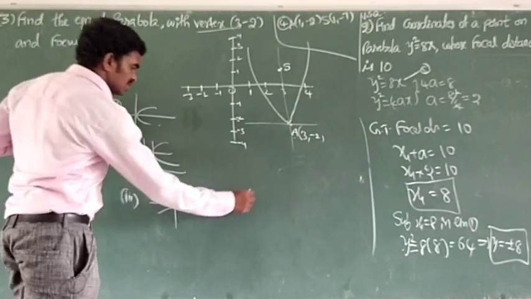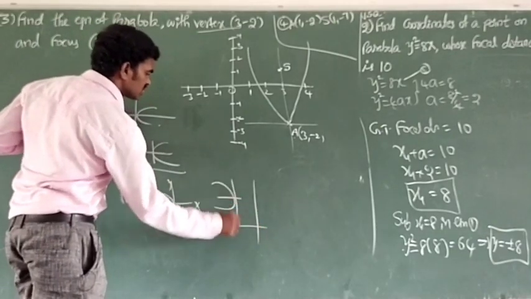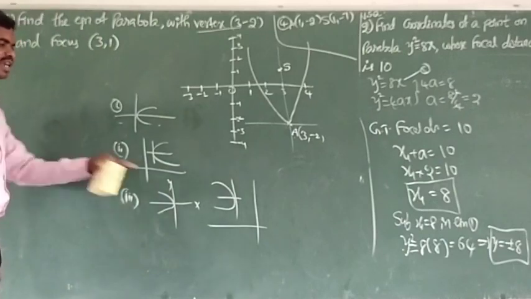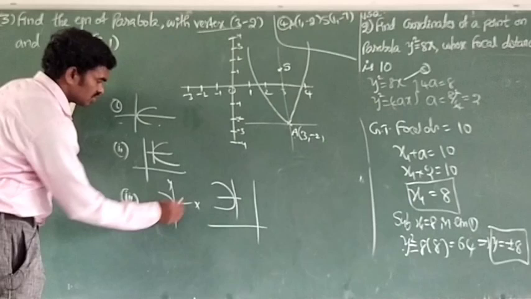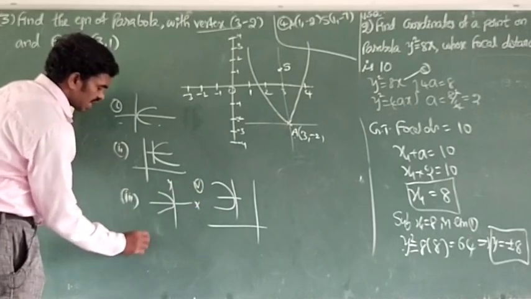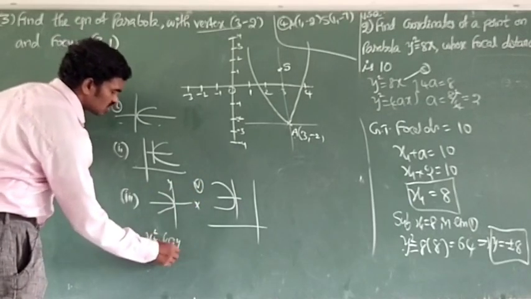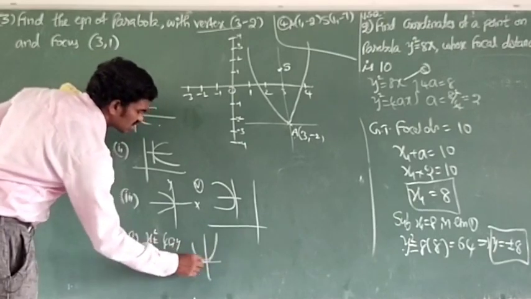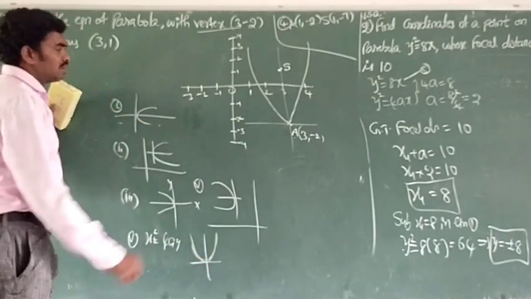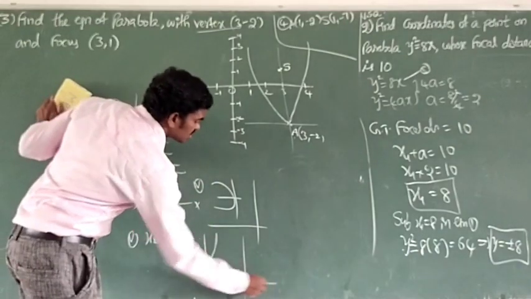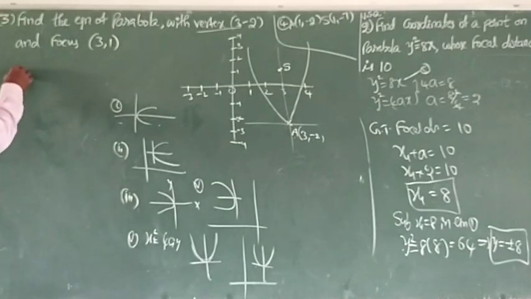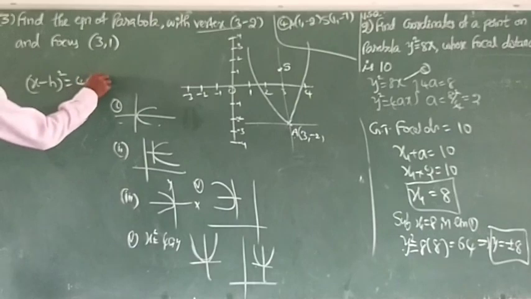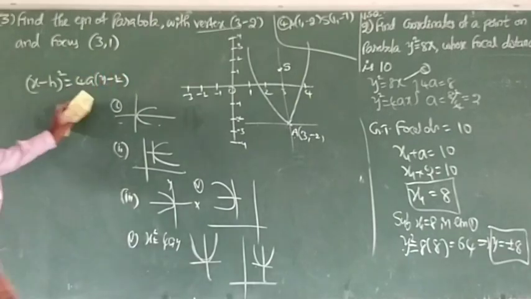And for this one it is y minus k whole square equal to minus 4a into h minus x. Next, the fifth one, x square equal to 4ay. The graph is like this, but here the origin is shifted to some h comma k. So at this time, what is the general form? x minus h whole square equal to 4a into y minus k. Okay, so this is the general form.